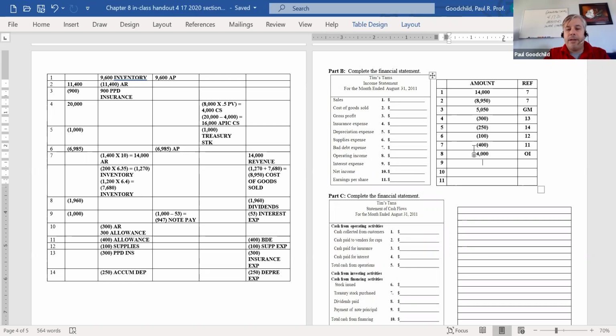Number 9, interest expense is 53, and we reported that in number 9. It just happens to be. And so our net income was 3,947. Good job if you got that one. Any questions to this point?